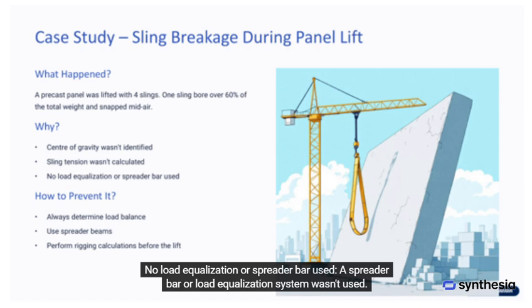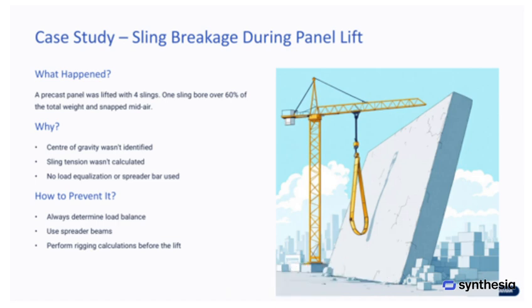No load equalization or spreader bar used. A spreader bar or load equalization system wasn't used. This meant that the weight wasn't evenly distributed across the slings and one sling ended up carrying too much weight.